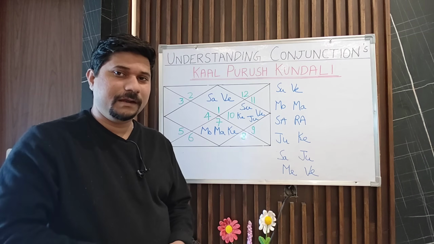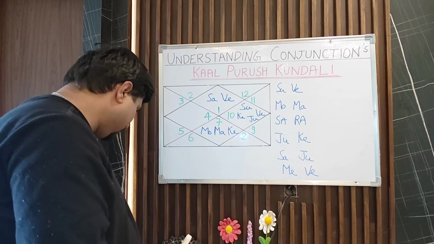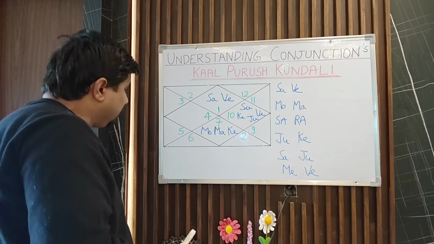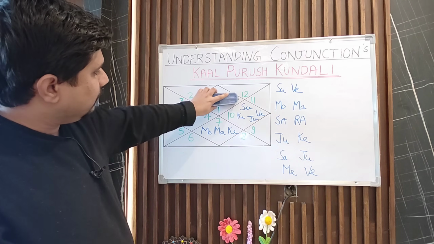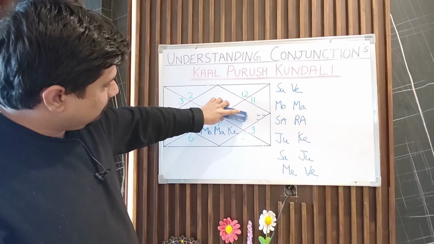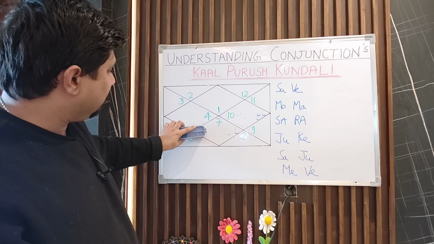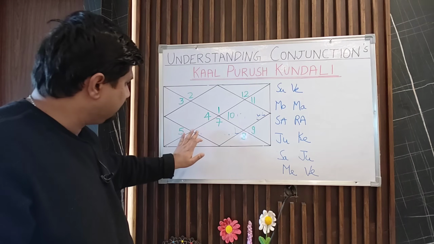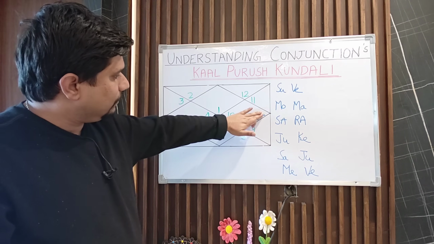Now first of all, pay attention here. This is a Kaal Purush Kundali, the Aries ascendant chart, and you need to first understand what the Aries ascendant chart is. Only then will you be able to understand the concept behind the planetary conjunctions, because if you do not understand the Aries ascendant chart, it becomes very difficult for you to move forward. So first of all, let's try to understand this Aries ascendant chart.